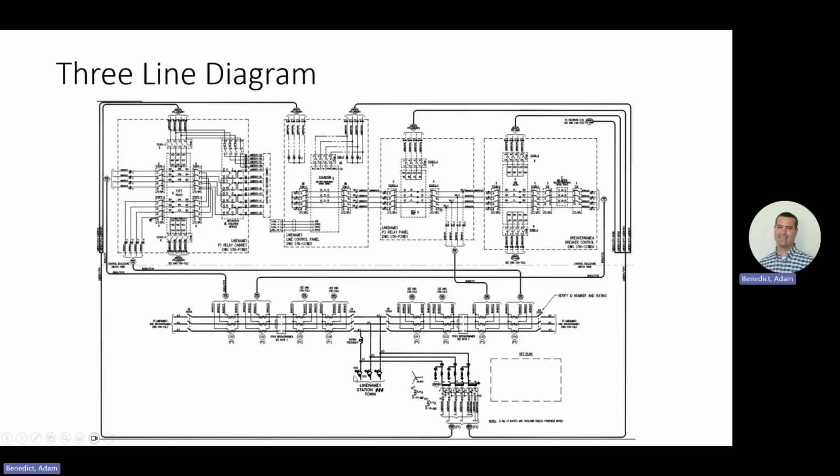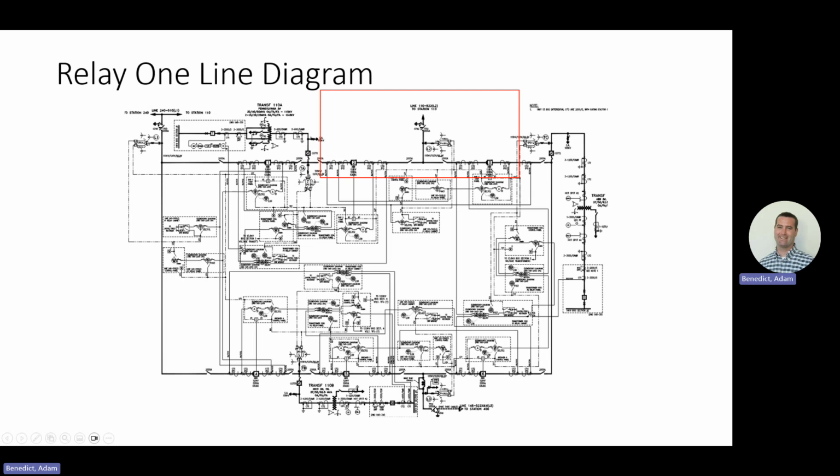When it comes to the relay one line, we've got a breaker, switches. This should all look pretty familiar based on the relay one line review. And then we have our CTs as well. So you see our CTs, and then here we connect into our relays. We're showing some phasing on this node here.